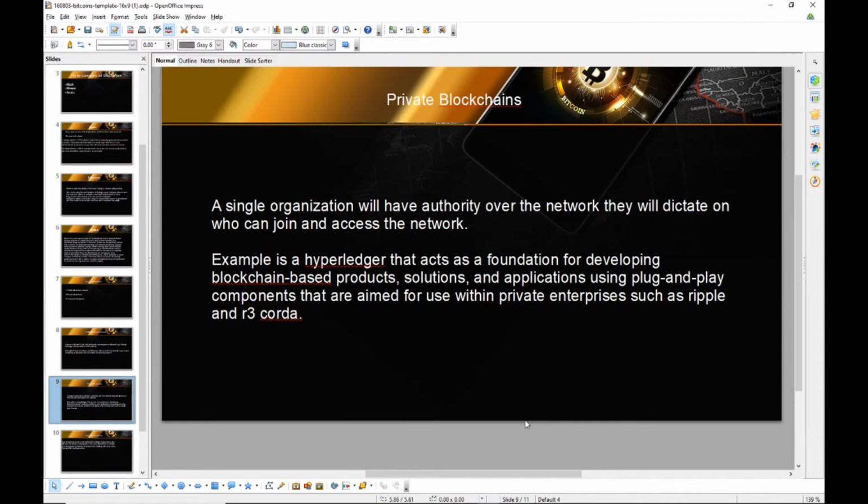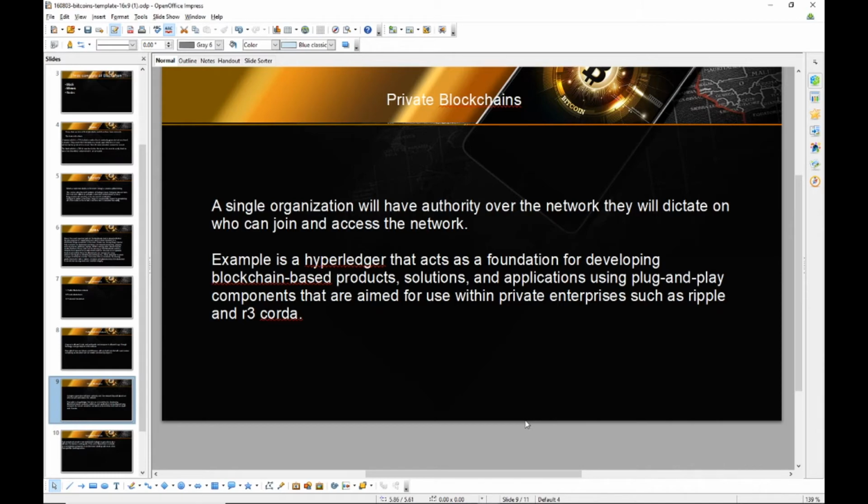And the next one we have are private blockchains. A single organization will have authority over the network. They will dictate who can join and access the network. An example is Hyperledger, which acts as a foundation for developing blockchain-based product solutions and applications using plug-and-play components that are aimed for use within private enterprises such as Ripple and R3 Corda.